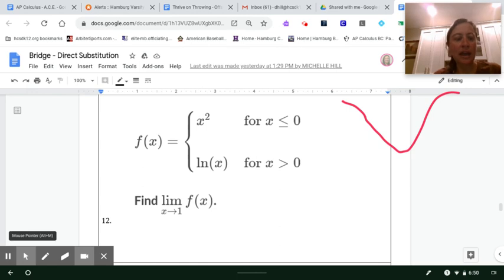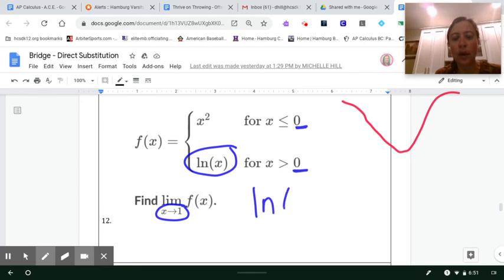All right, so let's try the piecewise function again. We want the limit at 1. Now notice, this one got tricky. Is 1 the breakpoint? No. So if it was 0, I would have to test both the left and the right. But since it's 1, I'm just going to use this function. And I basically just need to find the ln of 1.